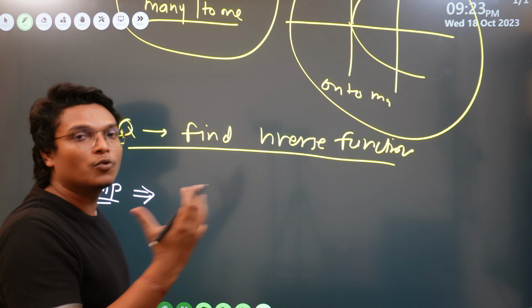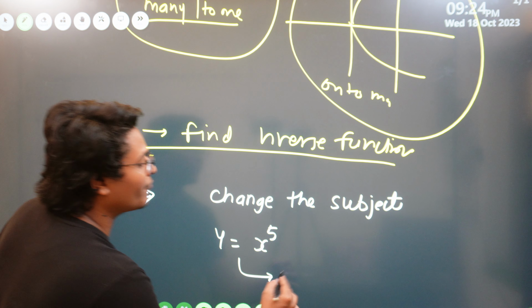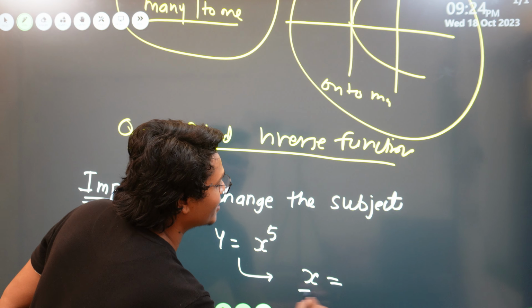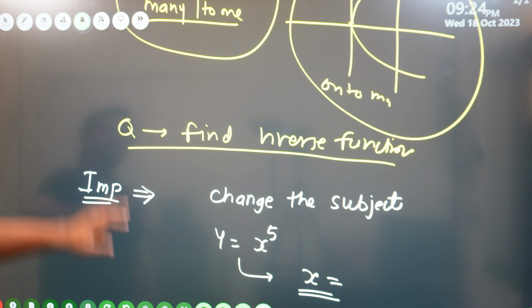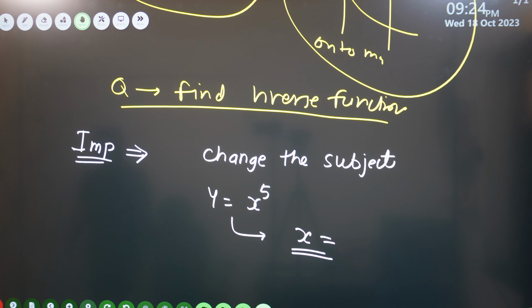Change the subject. Like if question is given like this, y is equals to x raised to power 5, correct? So you make the subject x. You just have to change the subject. You have to form equation in the form of x equals to. Getting it? Just write it down. I will be back in a minute.